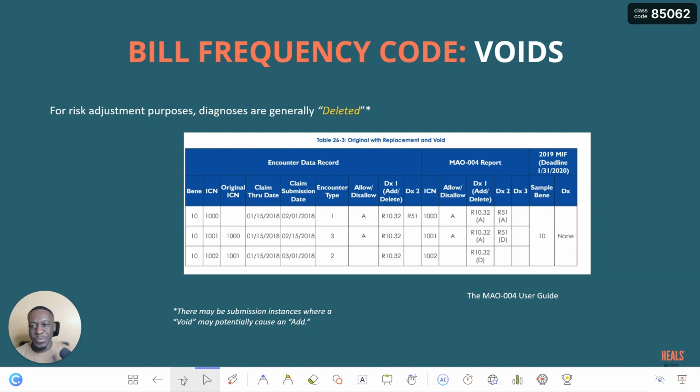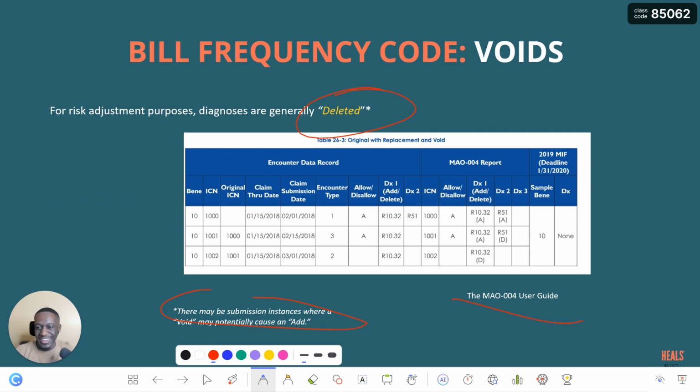Moreover, for risk adjustment purposes, voids generally cause a deletion of diagnosis. And there is a note here that there might be some instances where a void may potentially add, which is not for today. If you want more information, you can please reach out. But generally, voids are for deleting diagnosis. And you can see that from the MAO4 user guide example here. Encounter type 2 is for voids. And here, as the submission is being processed, you can see that the void is causing this diagnosis to be deleted. The D here represents D on your MAO4.